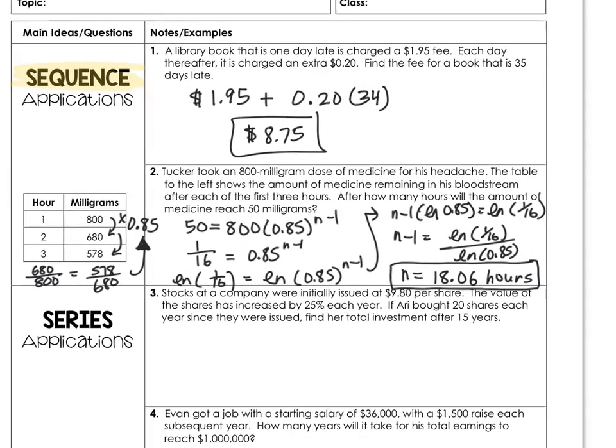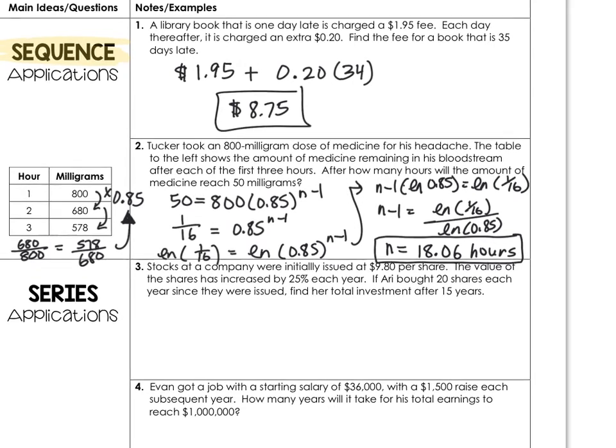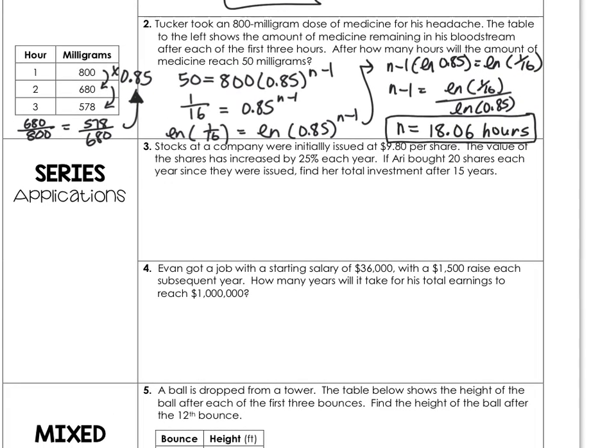So notice it's very similar to number 1 and number 2. Just on number 2, we were solving for n, the number of months, or hours, rather, I should say, not months, hours, instead of actually looking for the number in the sequence. Okay, so now we go off to the series ones.